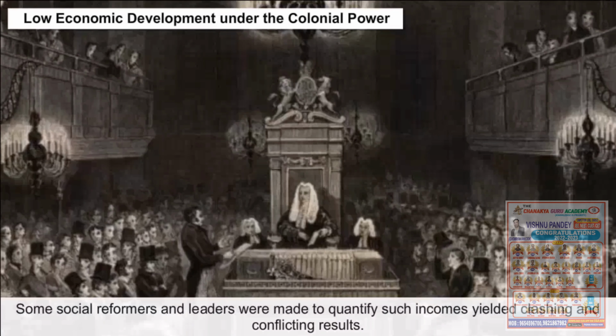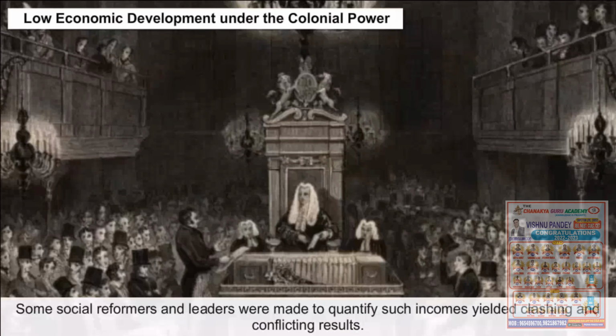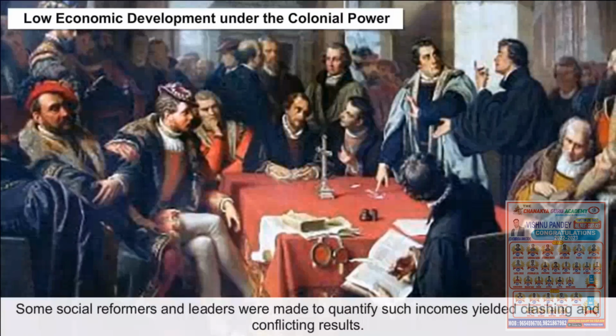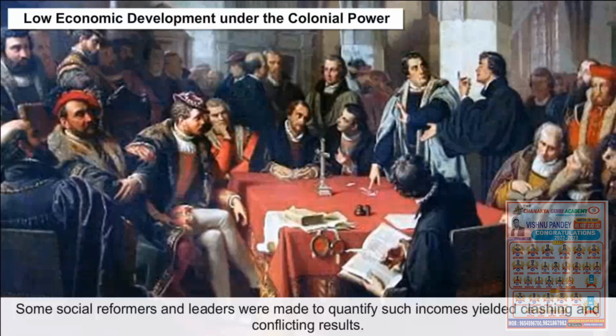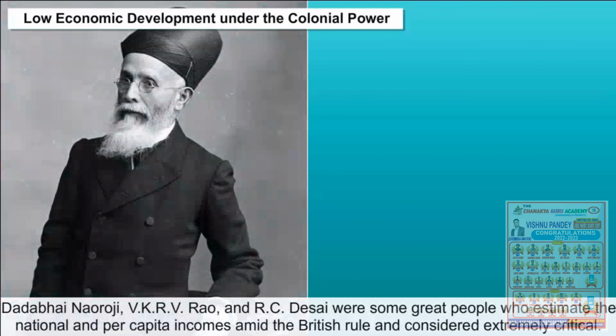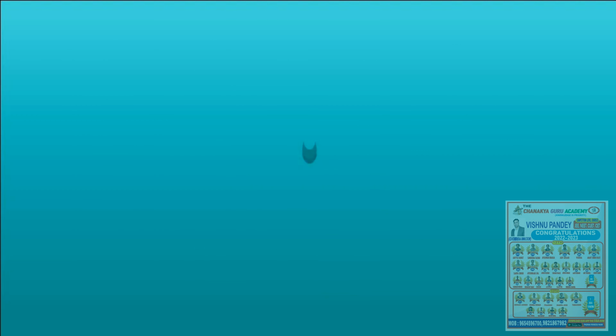Some social reformers and leaders were made to quantify such incomes, yielding clashing and conflicting results. Dadabhai Naoroji, V.K.R.V. Rao and R.C. Desai were some great people who estimated the national and per capita incomes amid the British rule and considered them extremely critical.